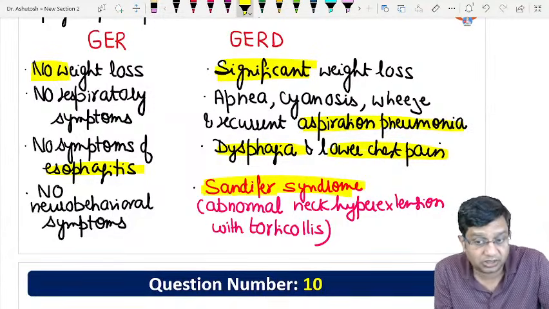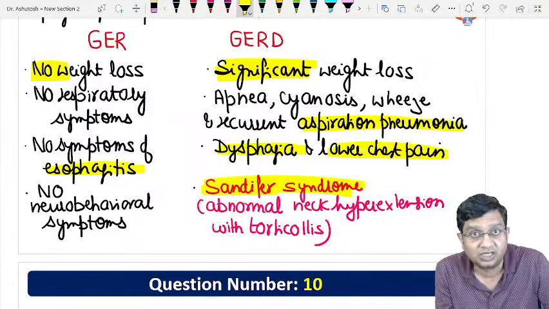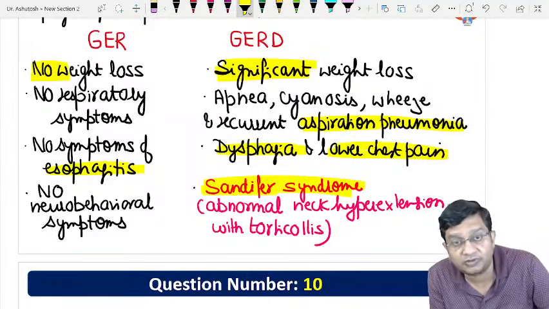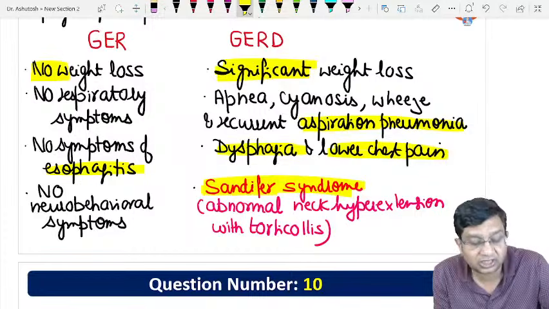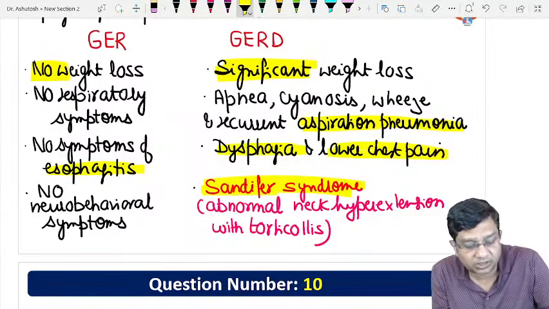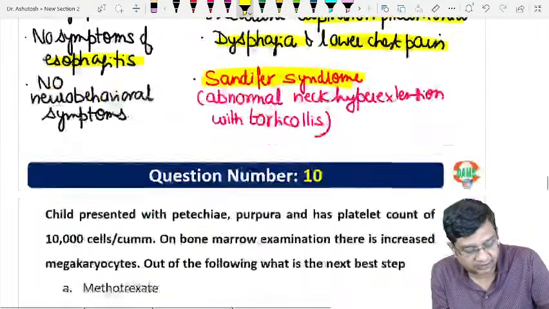So according to me, it should be gastroesophageal reflux, not disease. Disease is something different that is associated with weight loss, respiratory symptoms, symptoms of esophagitis, and there can be neurobehavioral symptoms. That was not there. So according to me, it is simply GER.